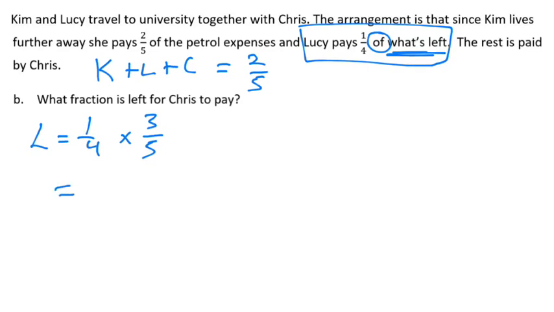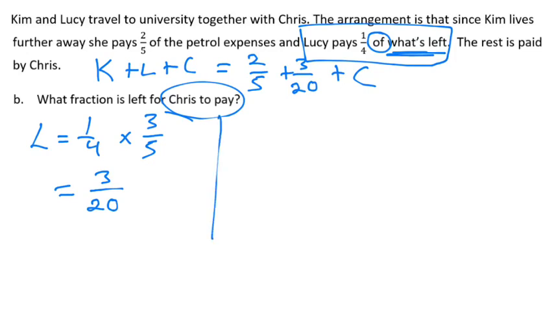So let's multiply that out, and that will give me 3/20. So that means Lucy's part is 3/20, and the rest is paid for by Chris. So we need to find out how much does Chris pay. That's what we've been asked.